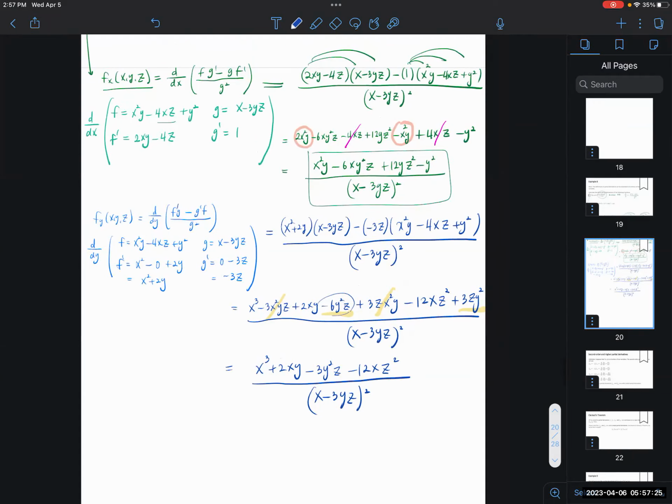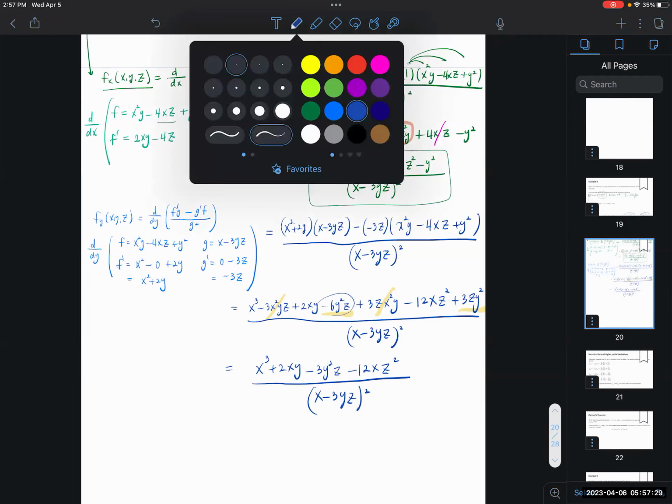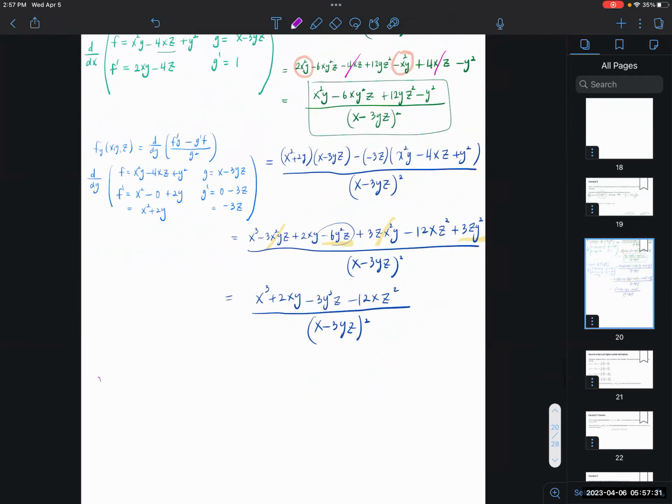So I will do one last one for today. Are you guys okay so far? So we have to do one more, the z, d over dz. So f is x squared y minus 4xz plus y squared. f prime, what? Everything is a constant, so 0 minus 4x plus 0. Oh, that's negative 4x. g is x minus 3yz. So g prime is negative 3y. So we have it.